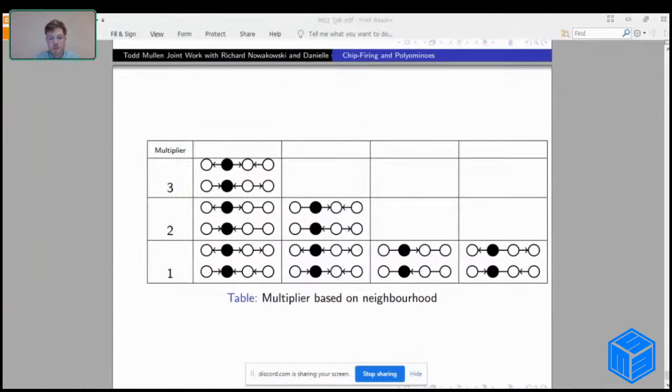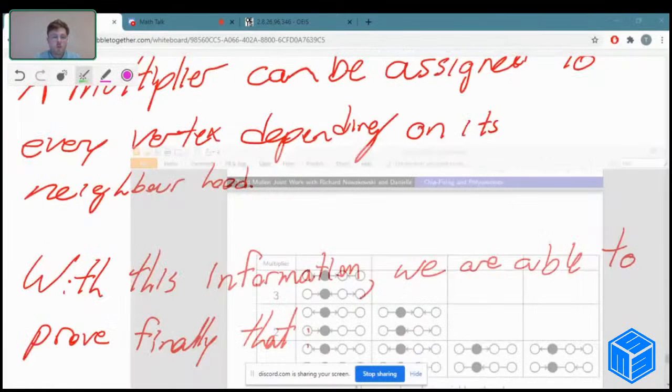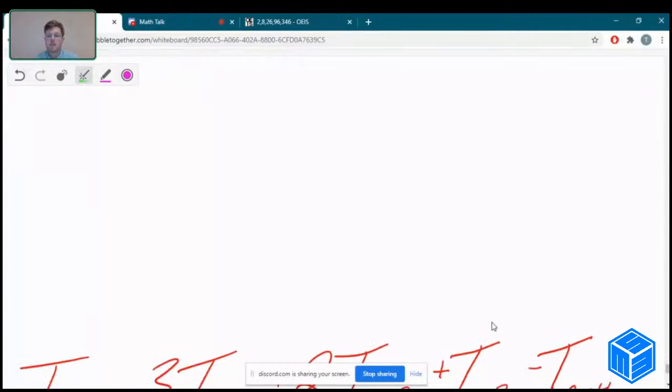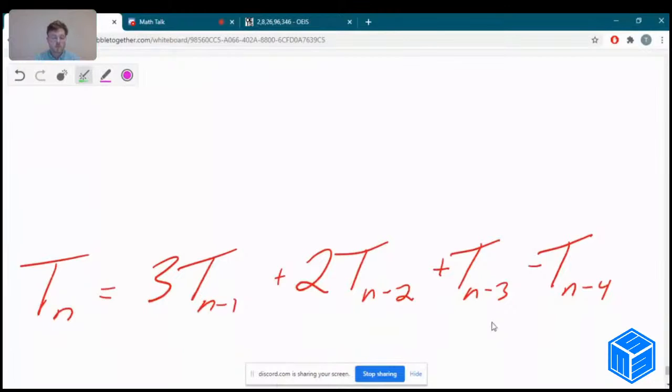What we were able to get from this, we weren't able to get a beautiful proof like what we found on the OEIS, where we have a nice sequence that is already referenced in previously published papers. What we were able to get was at least a recurrence relation, which says that Tn, the number of configurations that exist on a path with a certain number of vertices, is equal to 3 times the previous value, plus 2 times the value before that, plus the value before that, minus the value before that.